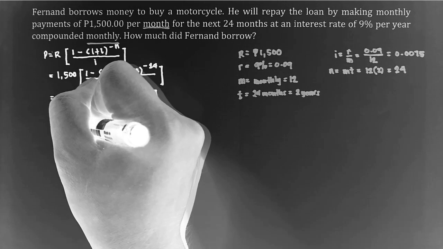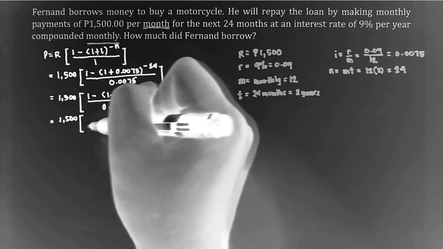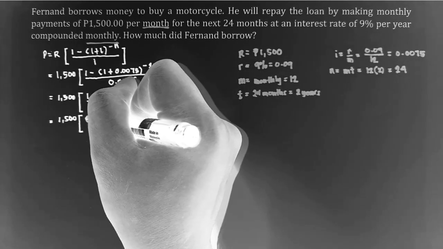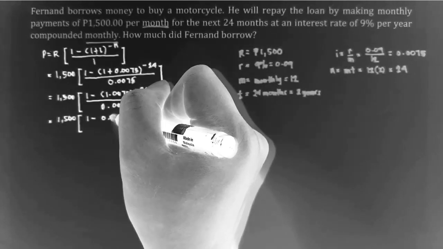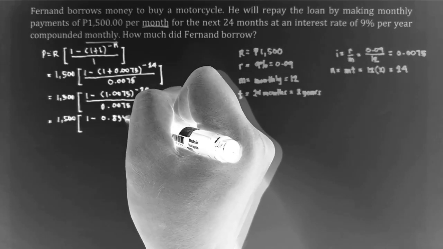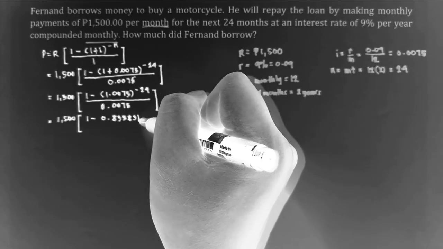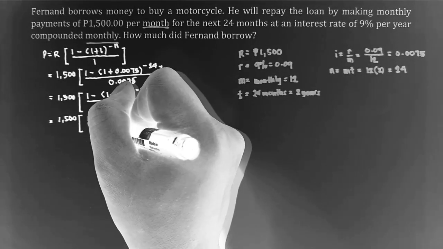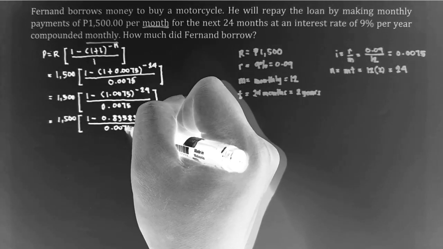We'll have 1,500 times 1.0075 raised to negative 24. That is equal to 0.835831404, and then over 0.0075.